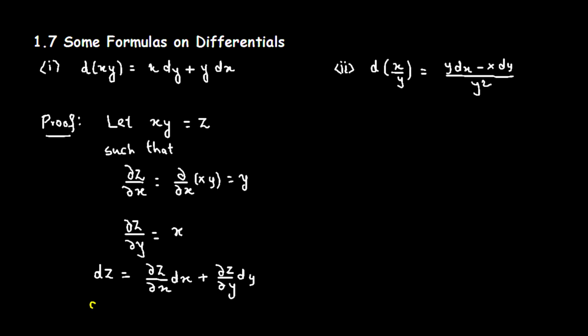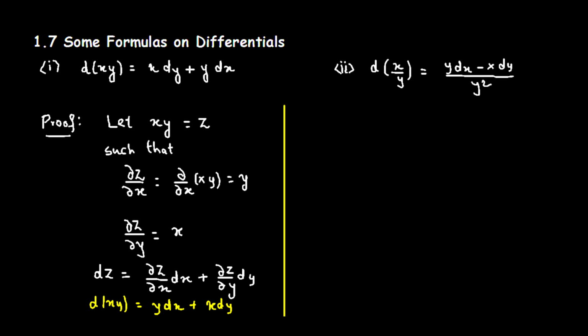Instead of z, we're going to replace it with xy, so we have the differential of xy, which will be equal to the partial of z with respect to x, that is y, so we have y times dx plus the partial of z with respect to y, that is x, so that gives us x times dy.